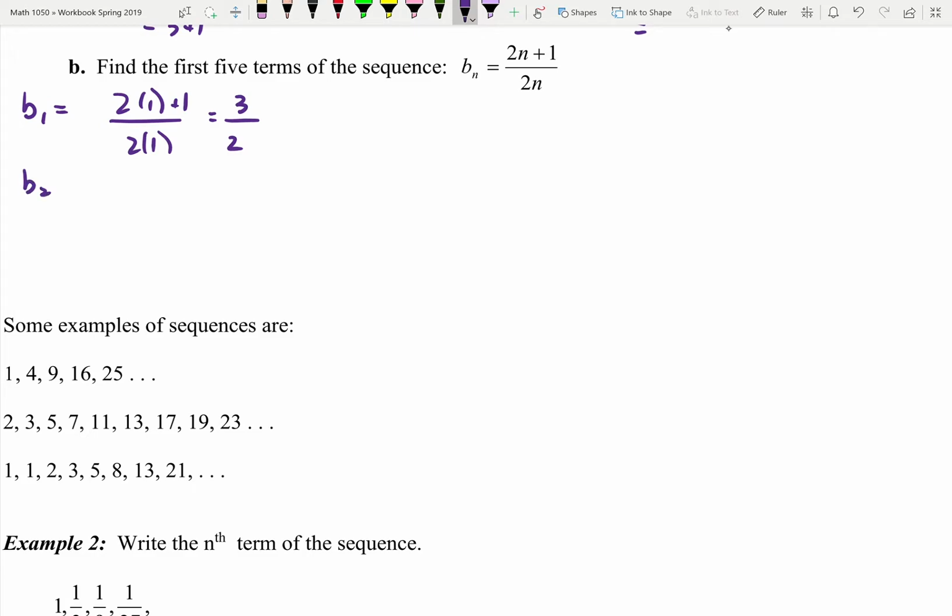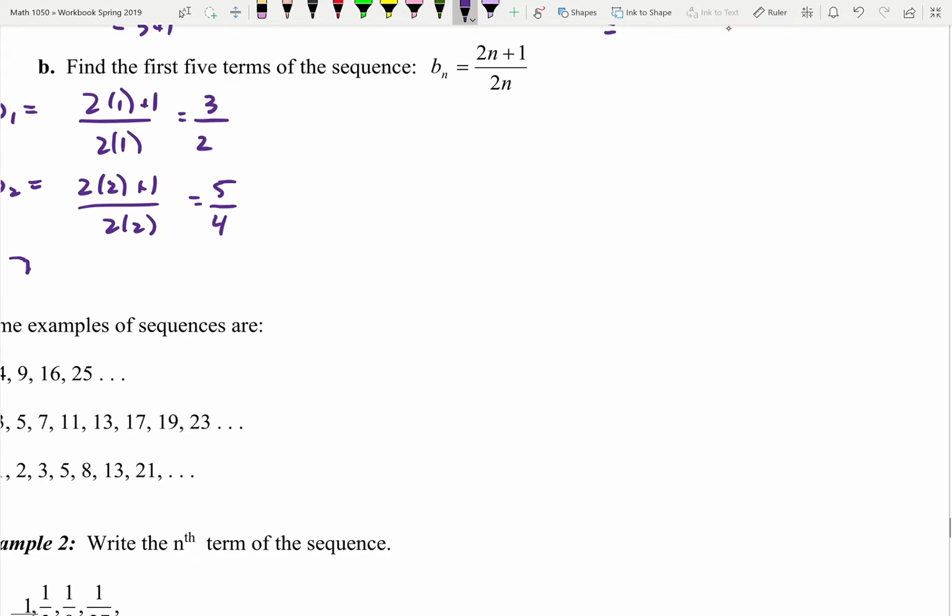The next one, n is a 2. So it's 2 times 2 plus 1 over 2 times 2. 2 times 2 plus 1 is a 5. 2 times 2 is a 4. So that's a 5 over 4. Third term. That's going to be 2 times 3 plus 1 over 2 times 3. 2 times 3 plus 1 is 7. 2 times 3 is 6.